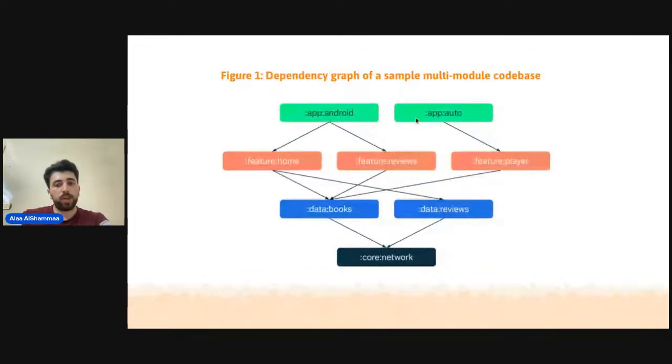For the Android Auto app, we only require the player feature. We don't require the home and the reviews because we wouldn't expect the user to be reading reviews or seeing the home of the app while driving. So we only need the player feature, and this player feature only requires the books data module, which of course depends on the core network module. While on the Android app, we require the home and the reviews, and these two features have, for example, the books and reviews data.